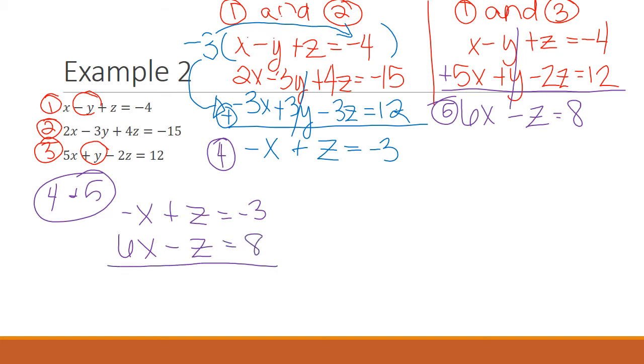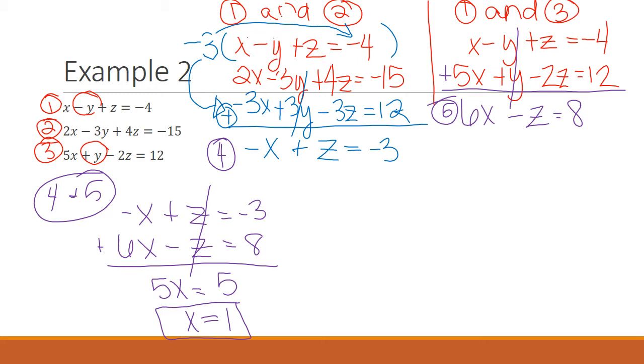And in this case, my z's are already opposite of each other, so it makes it real easy for me. I don't have to multiply anything else together. My z's cancel out. I have 5x equals, and negative 3 plus 8 is going to give me 5, which means x is equal to 1. So I've got one piece, and I want to work my way backwards.